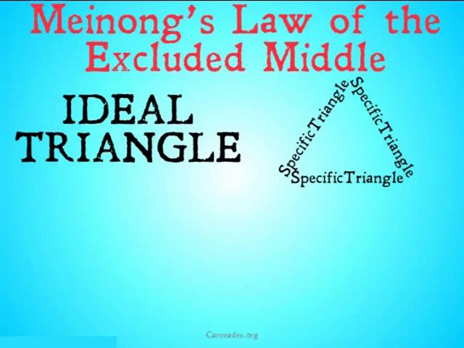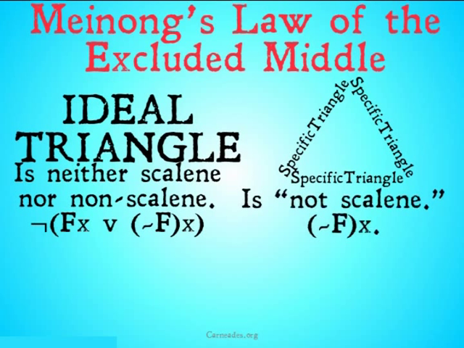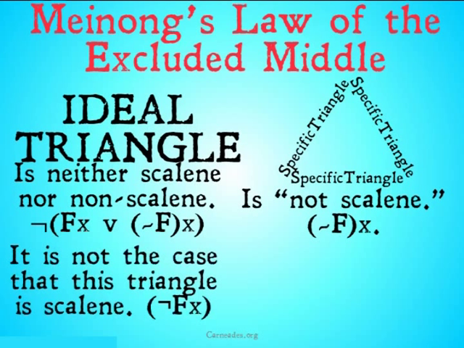You can have an ideal triangle and a specific triangle. The ideal triangle is neither scalene nor non-scalene. It fulfills that it is not the case that X is F, or X is not F. The specific triangle is in fact not scalene. By the look of it, it's equilateral. It fulfills the quality, or has the property, of not being F, or not being scalene.